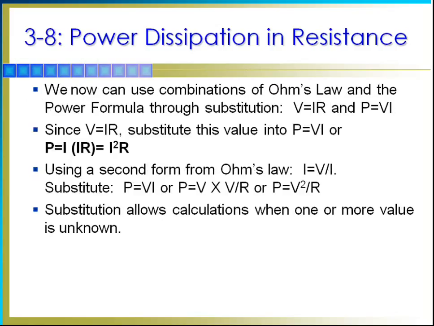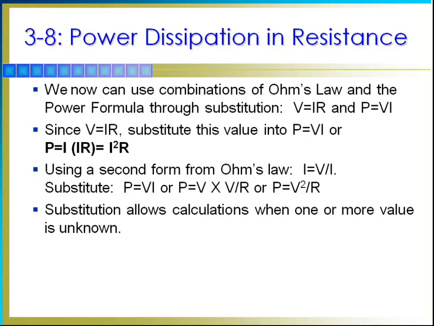Now, how do we figure that out? How is the resistor that we choose, how are we going to figure out how much power we're going to be using there? Well, we're going to use Ohm's law and the power formula, and we're going to intermix them. We're going to use substitution from Ohm's law into the power formula to come up with the numbers that we need.